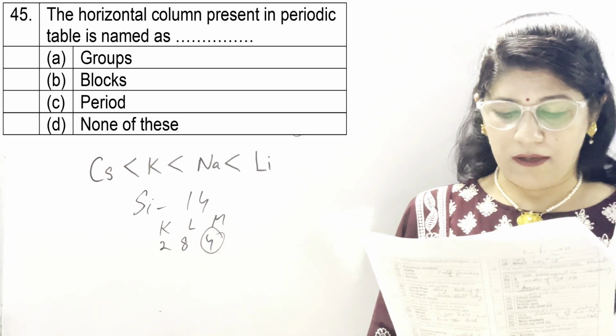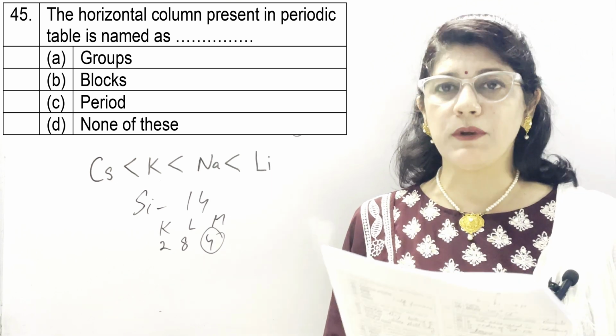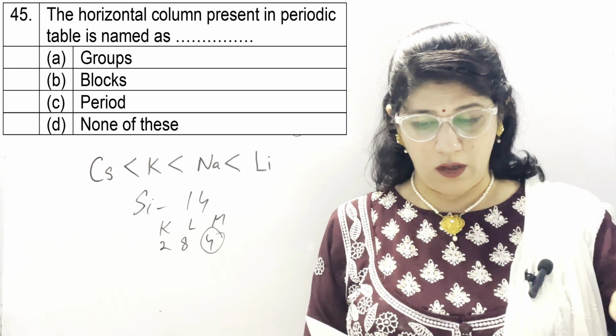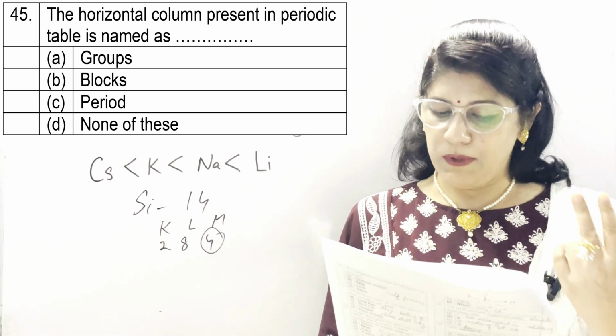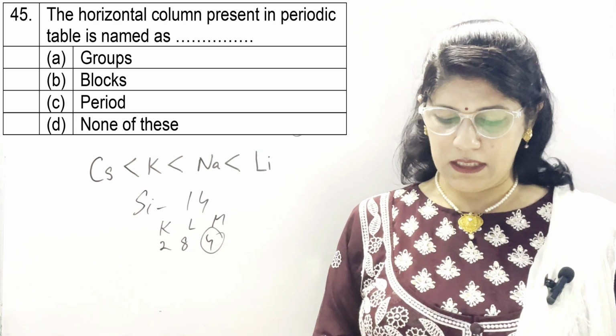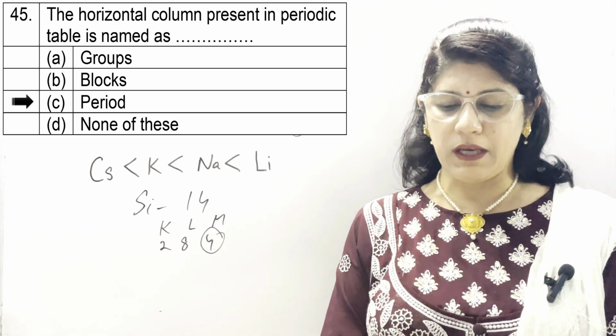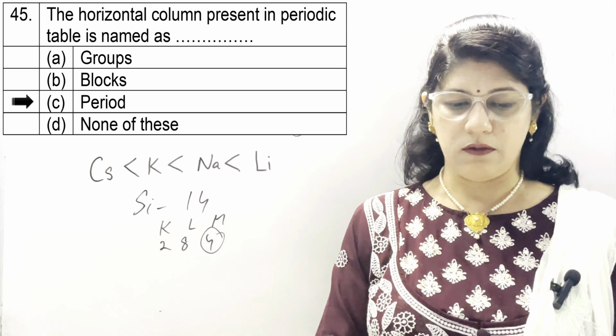Question number 45. The horizontal column present in the periodic table is named as. A option is group, B is block, C is period and D is none of these. So correct option is period because they are horizontal.